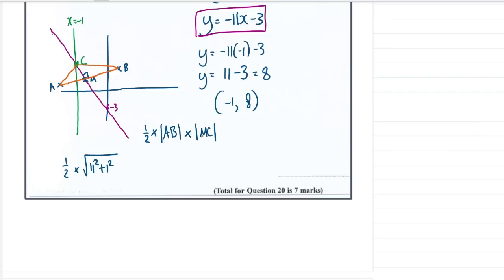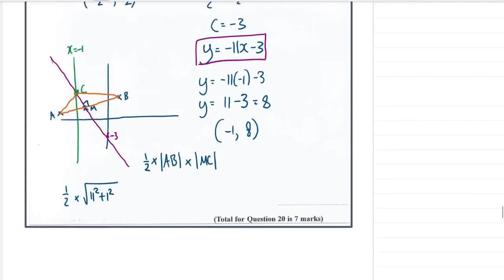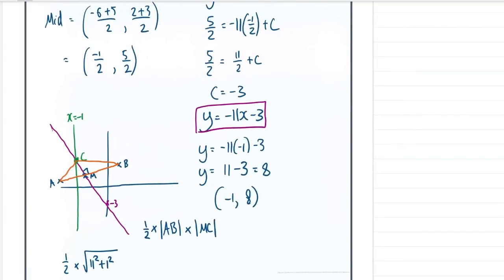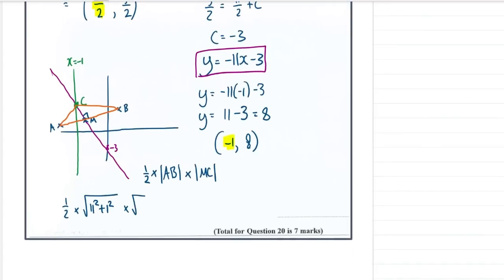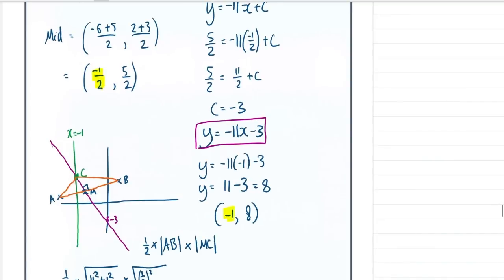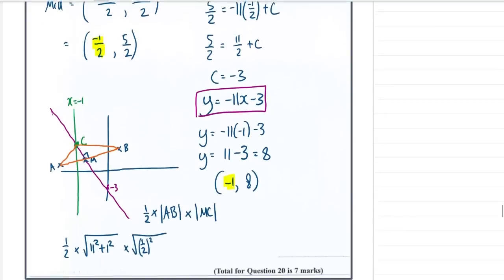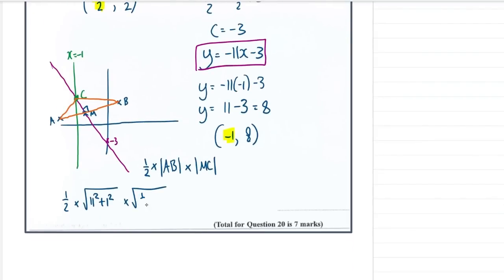And then what about M to C? Well, again, we need to work out what the difference is in the x-coordinate between M and C. So minus a half to minus 1 has a gap of a half. And 5 over 2 and 8, so that's 2.5, and 8 has a gap of 5.5. So in fact, let's use decimals, might be easier. Okay, so this is the calculation we'll have to do.